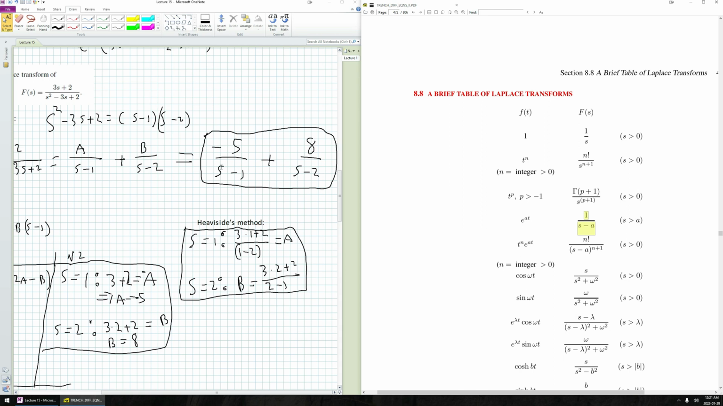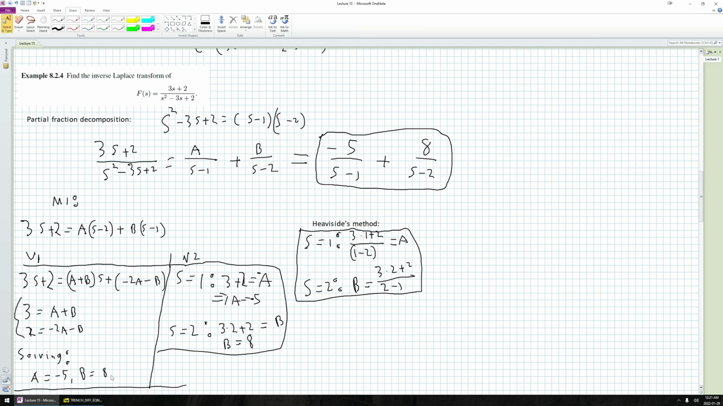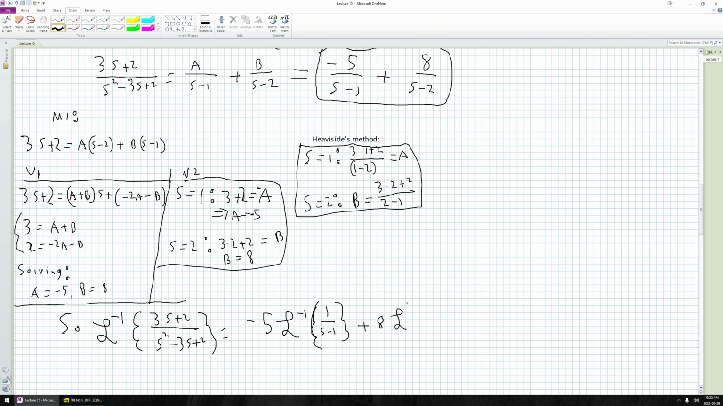So this one will be e to the minus t times negative 5, and this one will be 8 times e to the minus 2t. So let's just chase this out using my tables from here. Okay, so cue the music. So that was pretty straightforward after we chased this out.